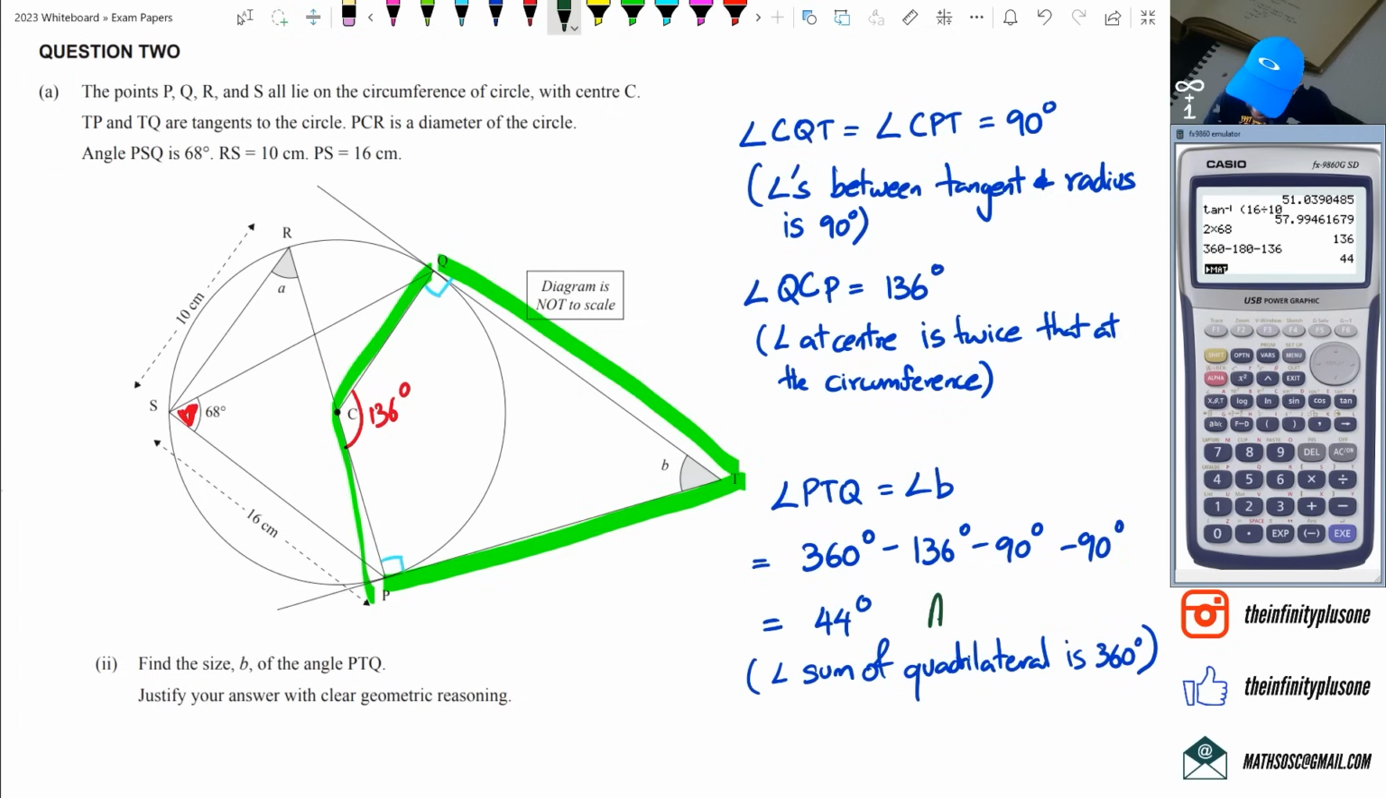Grades wise, this is going to be a merit. You have to give at least one reason. If you just get 44 by itself without any reasoning, you get an achieved. 136 gets you an achieved as well, and that's question 2 part 2a part 2.